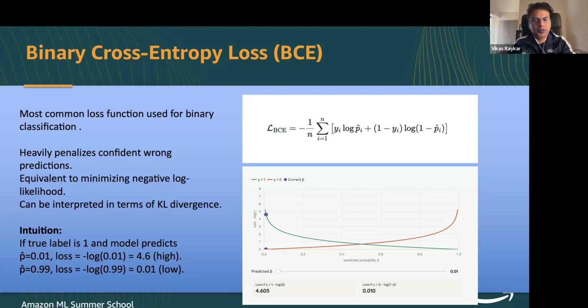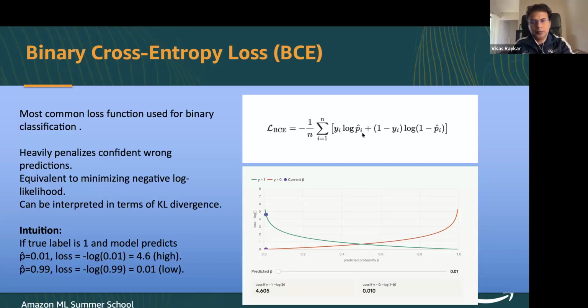For example, it could be logistic regression or a neural network, which predicts the probability that your label is equal to 1. So the binary cross entropy is defined as negative sum of yi log pi hat plus 1 minus yi log 1 minus pi hat. This is one of the most commonly used loss functions for binary classification.